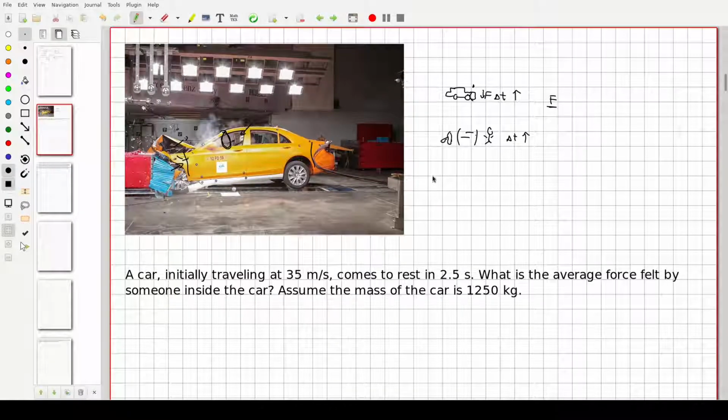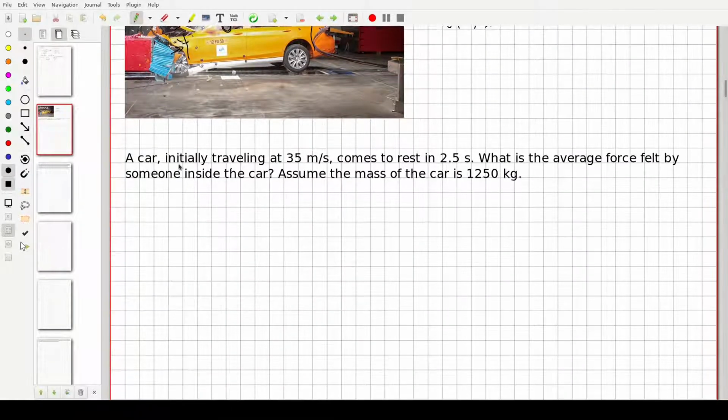Now, just as an example, I'd like to work this problem right here. We have a car that's initially traveling at 35 meters per second. It comes to rest in 2.5 seconds. What is the average force felt by someone inside the car? Assume that the mass of the car is 1,250 kilograms.